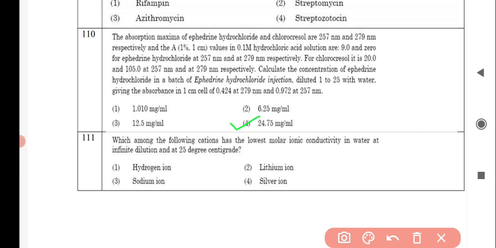24.75 mg per ml. So coming to next question, which among the following cations has the lowest molar ionic conductivity in water at infinite dilution and at 25 degree centigrade? And the correct answer is option number 2, lithium ion.